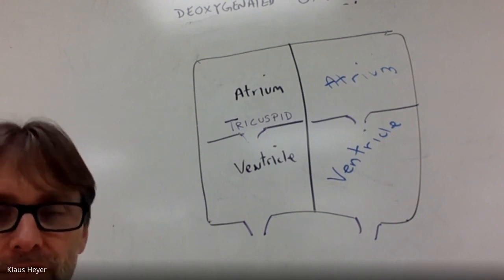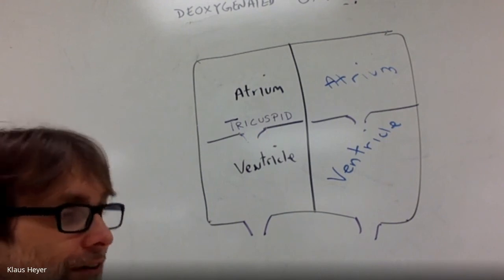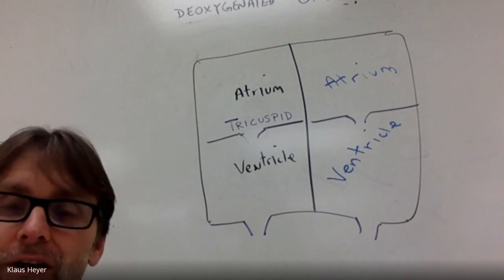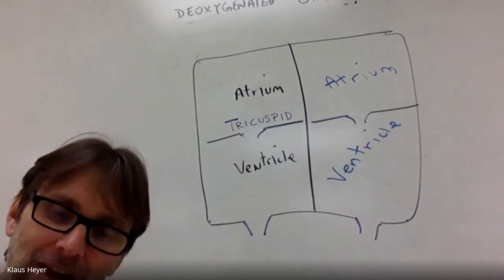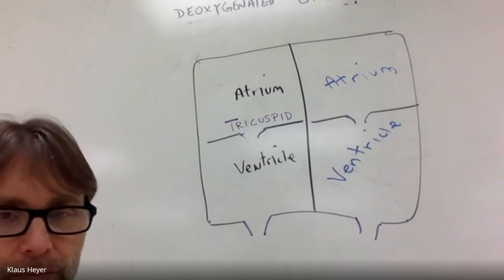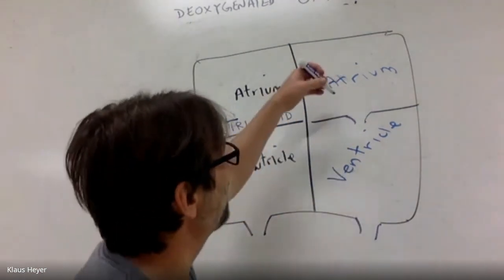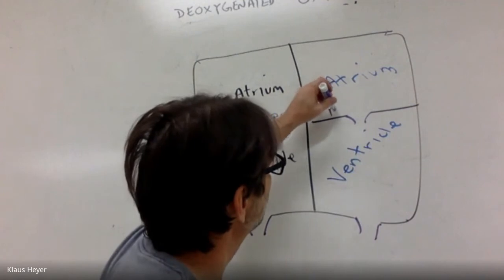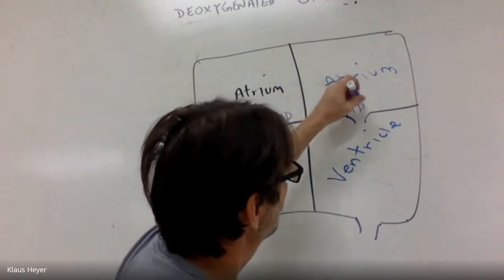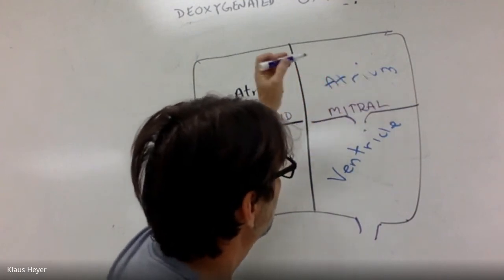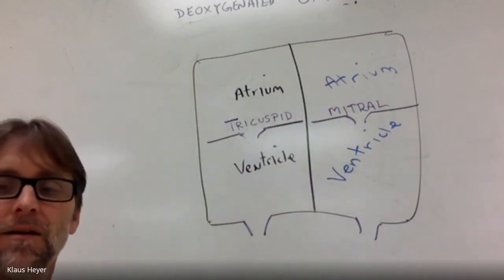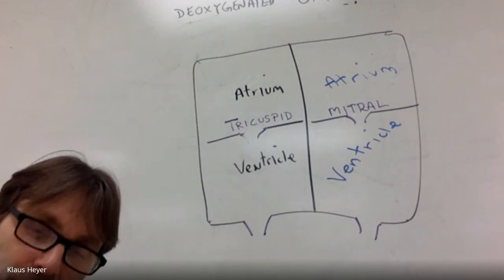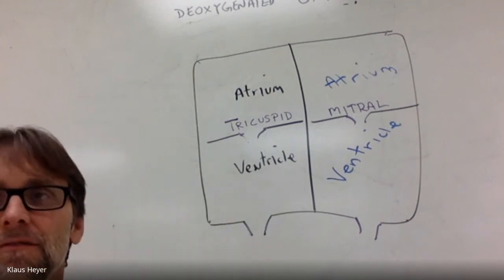We've got another valve on the other side. You can call it bicuspid, but that's not the name that's always used. It's acceptable, but I'm going to write mitral. That's a more common name. M-I-T-R-A-L. It's a mitral valve. Some of you have probably heard of the mitral valve.